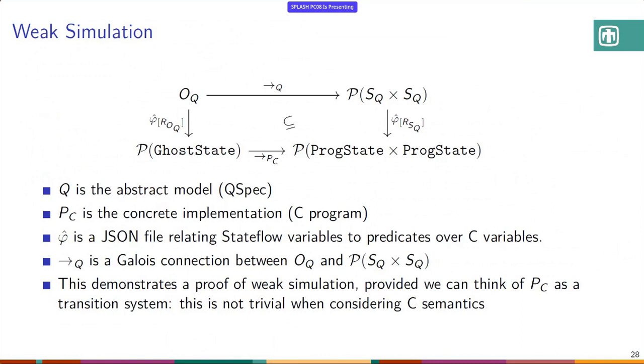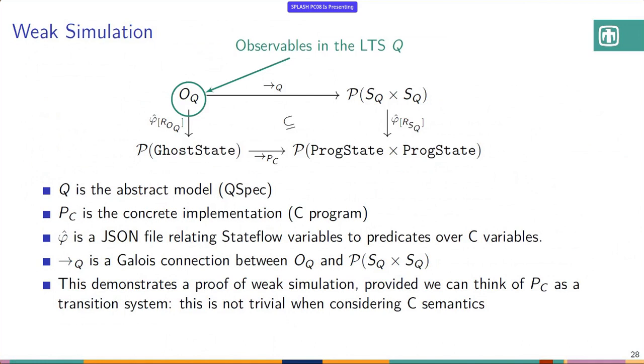I'll step through a little of what is going on here. I apologize for the notation. The Q here is not the Q framework in general. Think of Q as an abstract model, as a Q spec file. So we have some labeled transition system Q, and we have some labeled transition system P sub C, which is the concrete implementation. We have this phi, which is the simulation map. And here, we're essentially forming a Galois connection.